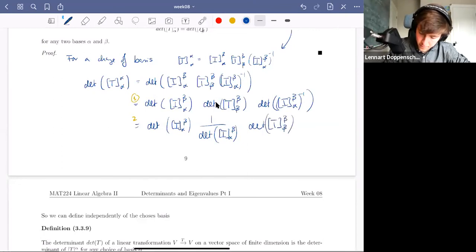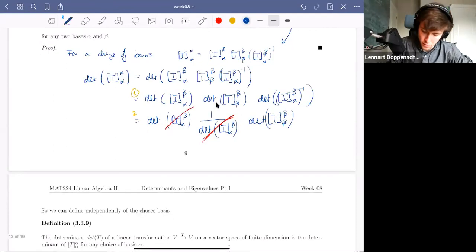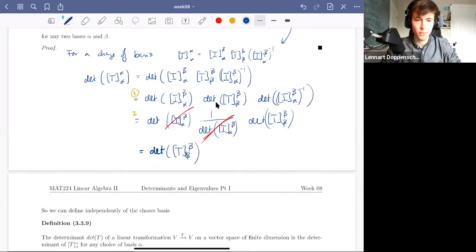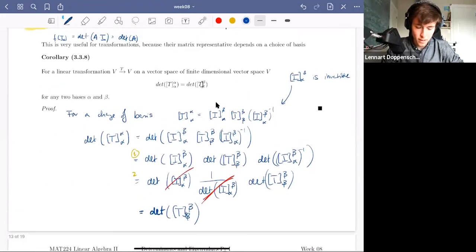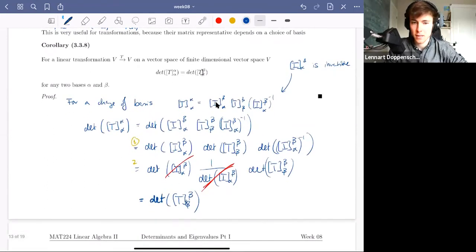It's a lot of writing and a lot of indices. But at the end of the day, the important thing is that these two things cancel out because they are just inverses of each other. So we get the determinant of T beta beta, which is what we wanted to show. So no matter which basis we are in, if you change the basis, then the determinant doesn't change.